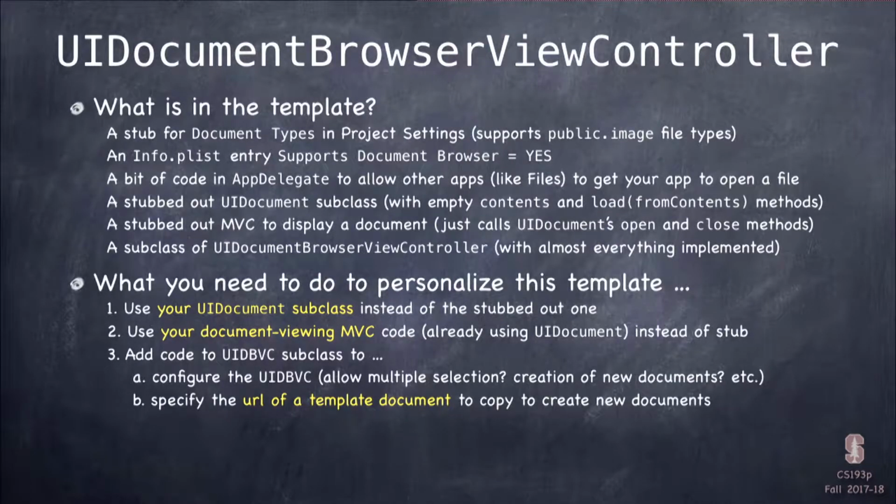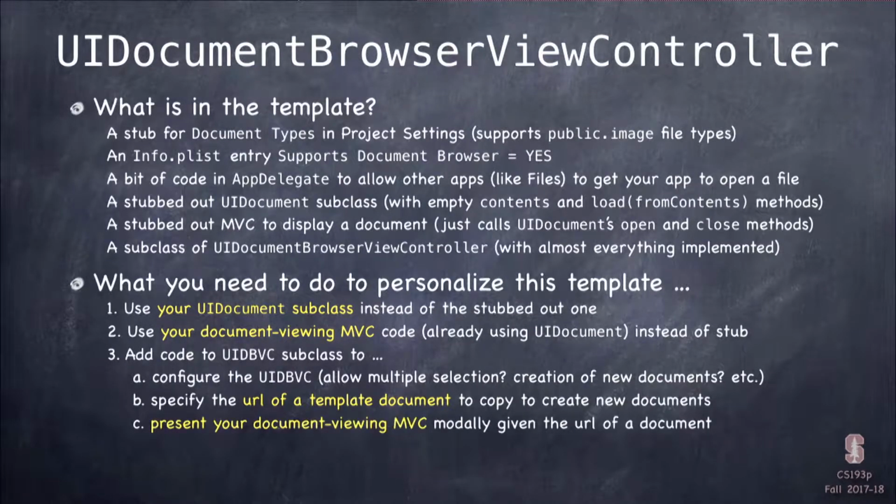We'll talk about that. You're also going to have to provide the URL of a blank document. This is so that when the user goes into the UI and says, create a new document, it's got to copy some template, some blank version of your document to be that new document. So you just have to give the URL of a blank document so that you can support document creation. And then finally, the code you have to put in there is when someone wants to open one of your documents, you have to write the code to put an MVC on screen.